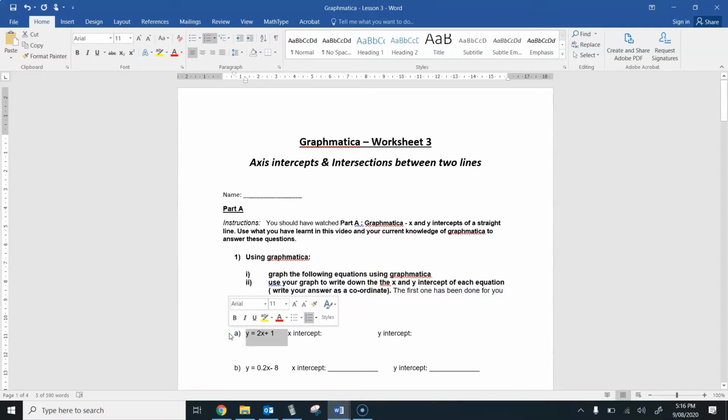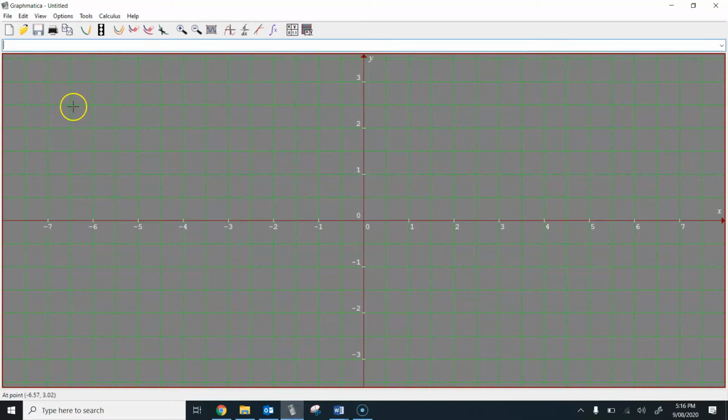So you've got y equals 2x plus 1. So this one here, y equals 2x plus 1. What I'm going to do is open Graphmatica, and we're going to type that equation in. So y equals 2x plus 1. We type it in the y bar at the top. Press enter, and it's graphed it for me.